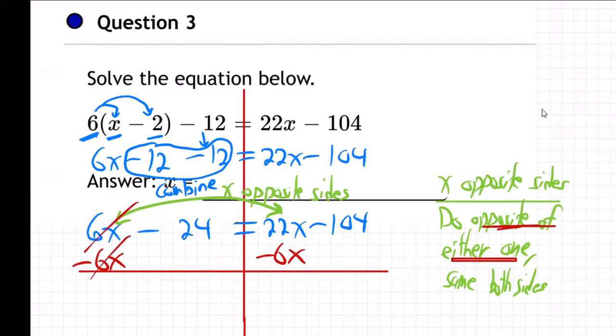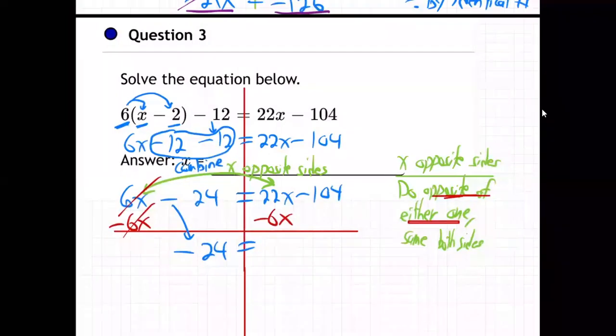So now here's a common mistake. People go, okay, 24 equals, that's wrong. That minus is his baby. That's why I make that analogy. Signs in front of a number, that's your baby. You don't leave your baby behind, right? Okay. So 22x minus 6x, what is that? I think it's 16x. And then bring down one minus 104.